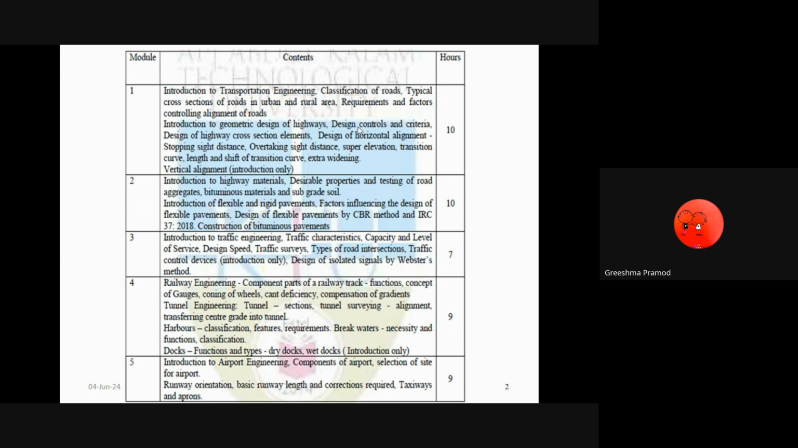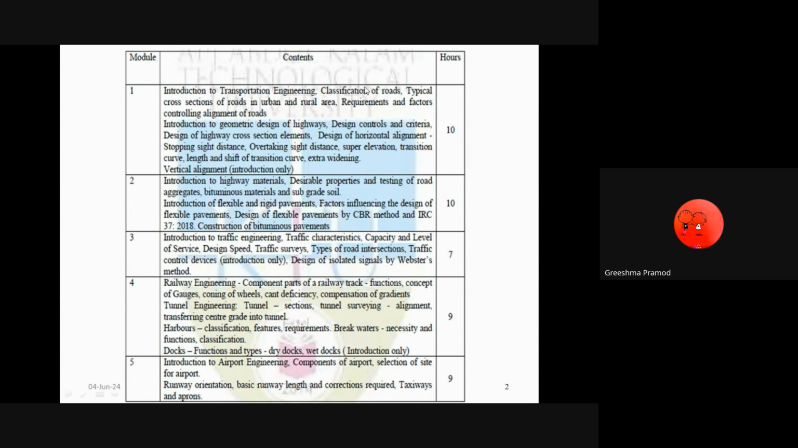In aggregates, what are the properties? And based on that, what are the tests conducted for road aggregates? That is important. When you consider the desirable properties of aggregate, you need to consider hardness, toughness, resistance to strength, and shape. And when you consider the desirable properties of bitumen, what are the properties of bitumen? How will you compare bitumen and tar? That is important.